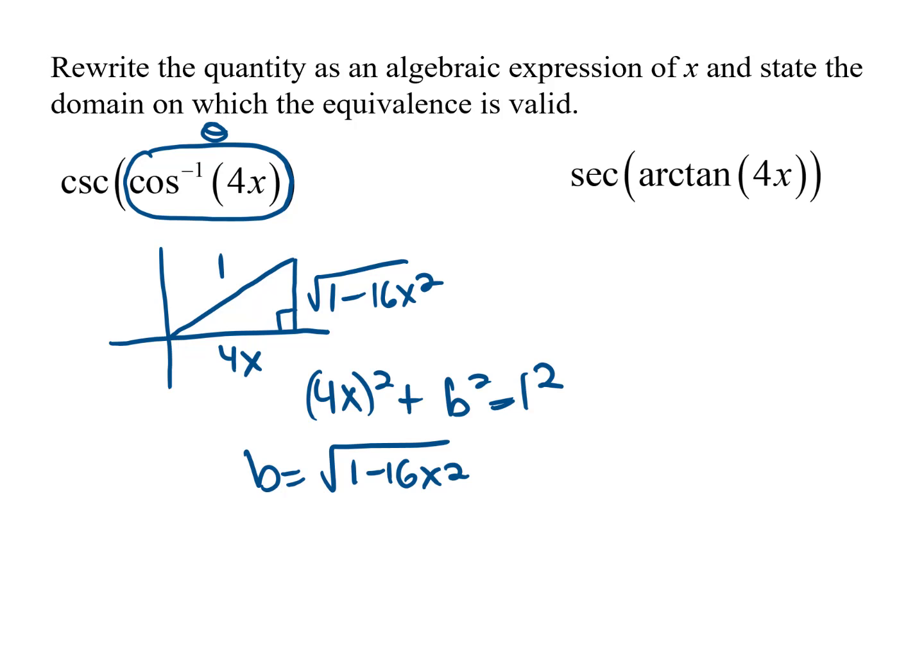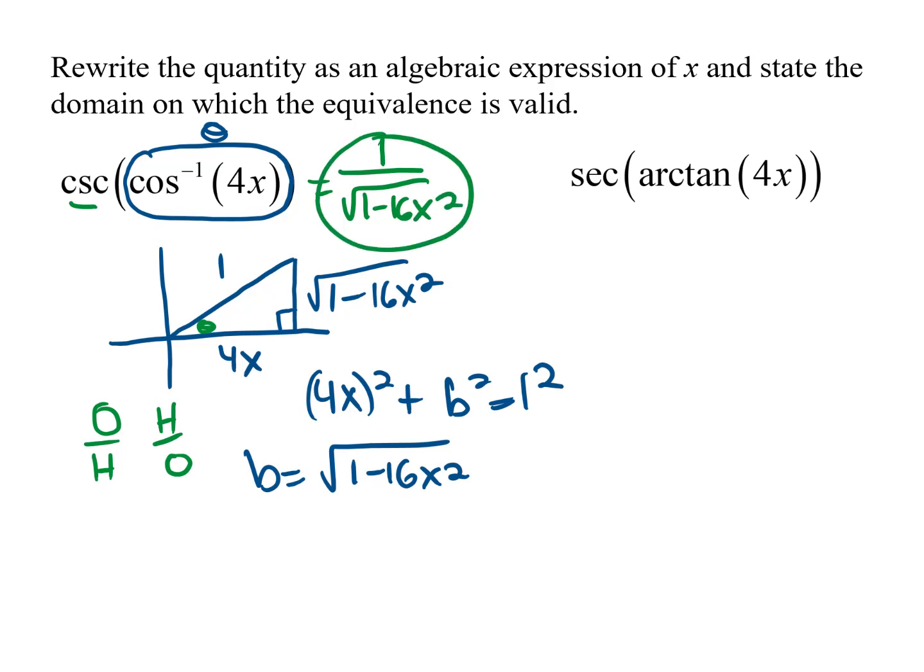Now we're ready to take the cosecant of this angle. So cosecant's the reciprocal of sine. Sine is opposite over hypotenuse, so the reciprocal will be hypotenuse over opposite. So this is going to equal hypotenuse over opposite. So that is our answer, but now we need to figure out the domain.